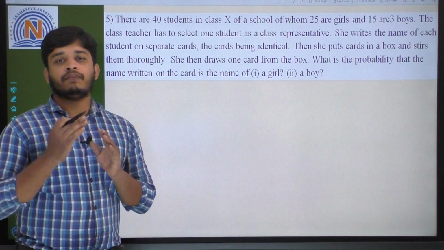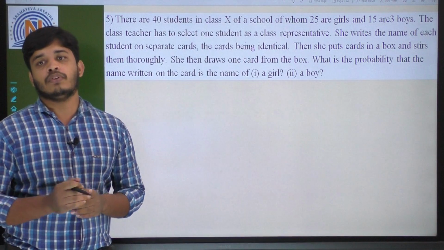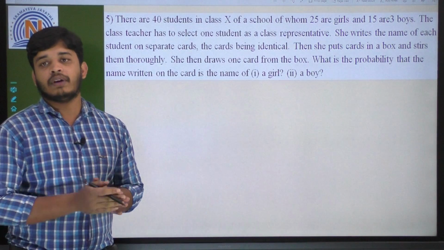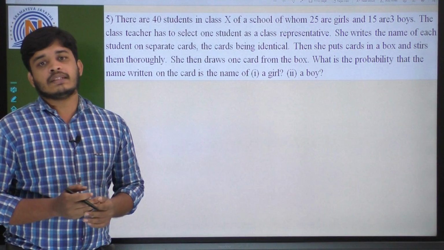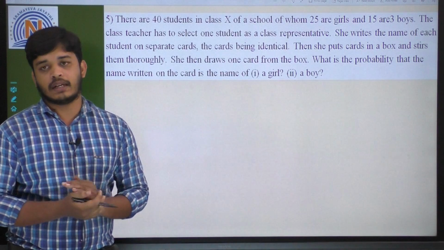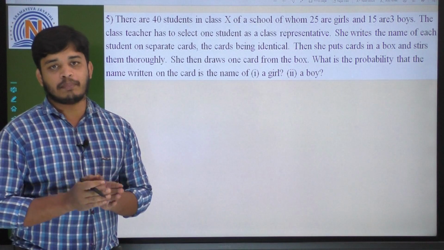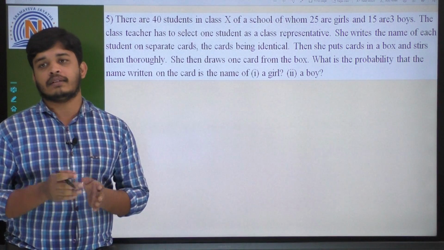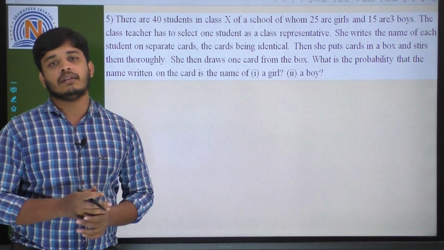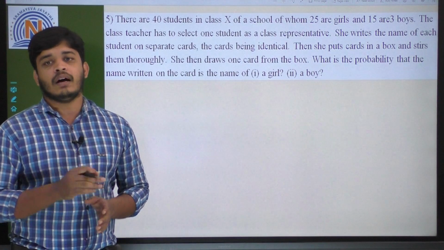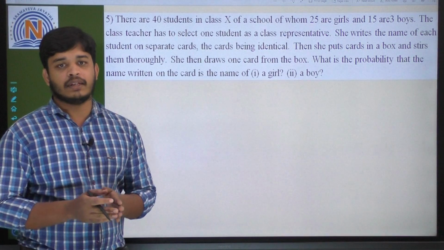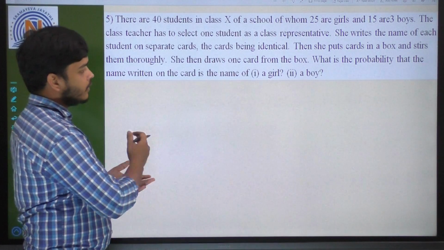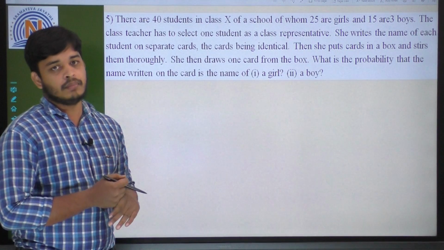See here in fifth question, there are 40 students in a class 10 of school, of whom 25 are girls and 15 are boys. So how many are there? 25 are girls and 15 are boys. The class teacher has to select one student as a class representative. She writes the name of each student on separate cards, the cards being identical. Then she puts the cards in a box and stirs it. It means stirring through. She then draws one card from the box. So what is the probability that the name written on the card is the name of a girl or a boy, right? First one is probability of getting a girl, and probability of getting a boy, right?